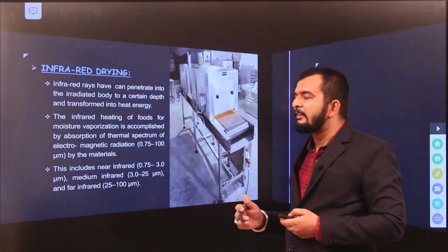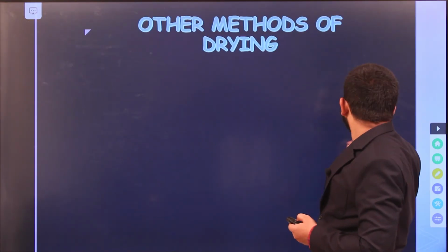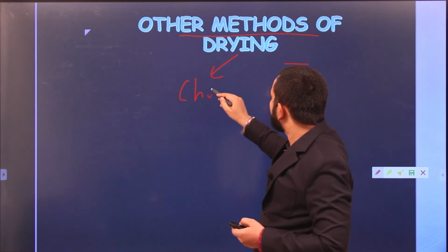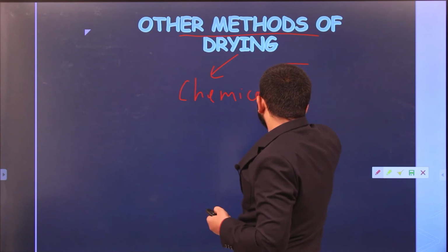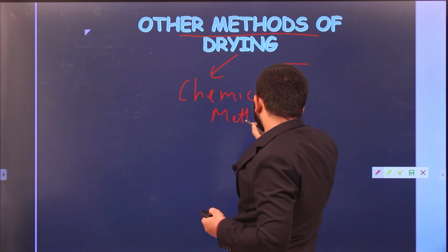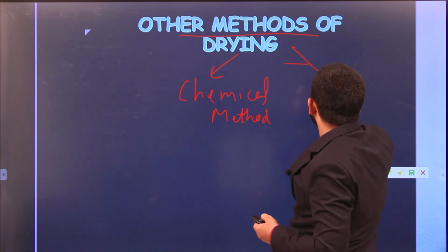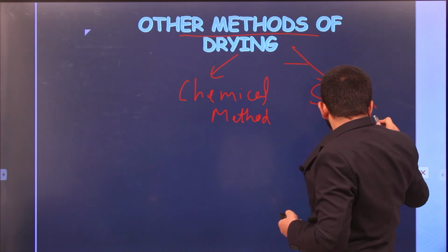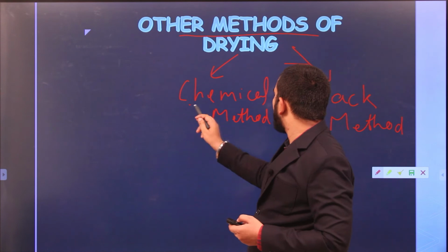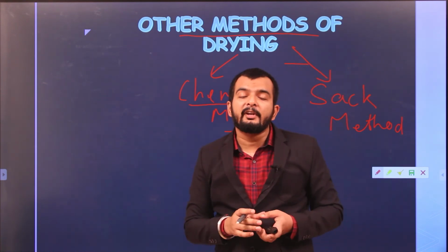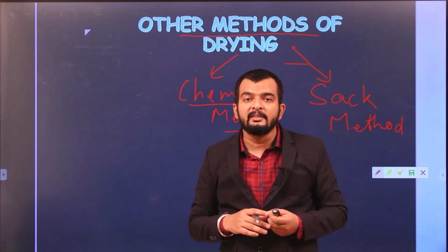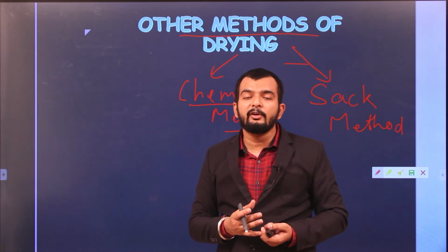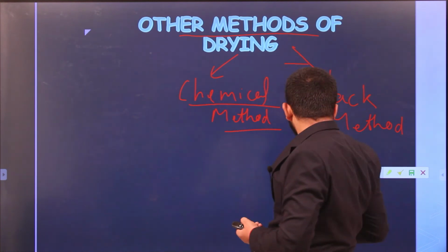So next we move on to our next method, that is other methods of drying. In other methods of drying comes our chemical method, and then comes our sack method. Under chemical method, you are mixing your food grains or your material to be dried with some hygroscopic chemical which will absorb or remove the moisture from the grains or your food material and will gain it itself. Let's see them in detail.